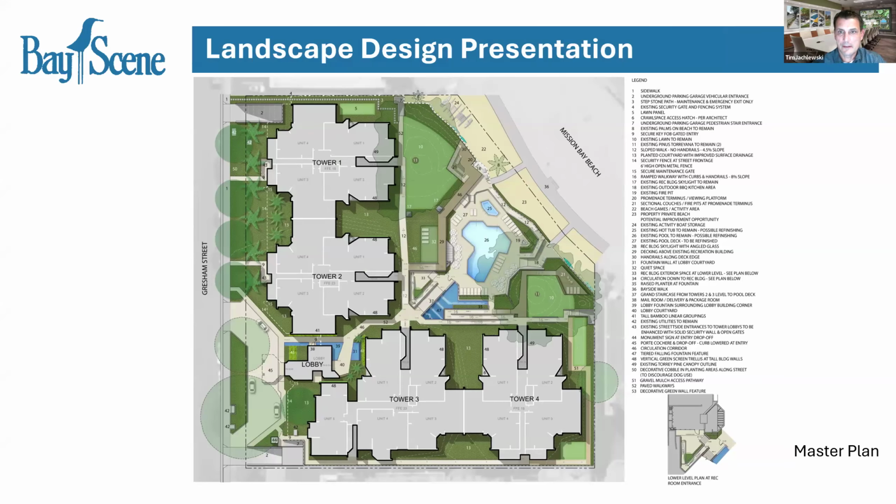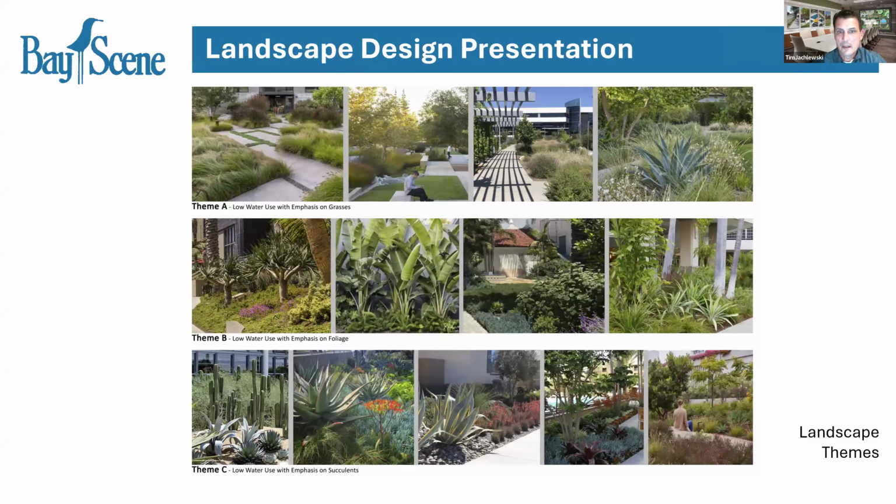So we started this process in 2023, and at the tail end of that process, we put together some image boards on what different types of low water use lush landscape could look like. So we came up with theme A, low grasses, low water use with an emphasis on grasses. Theme B, low water use with an emphasis on foliage. And theme C, low water use with an emphasis on succulents. So that was during the master plan phase.